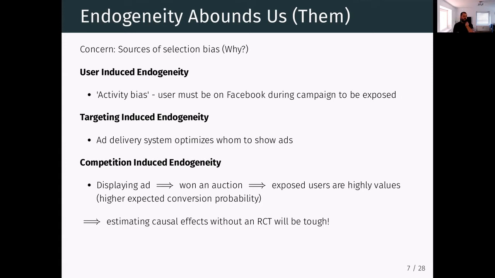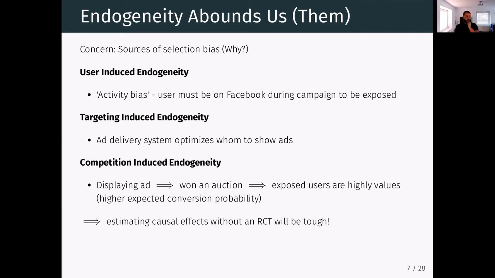So the three sources of endogeneity that they talk about are, first, user-induced endogeneity, so the idea of activity bias. For me to be exposed to the ad, I had to have actively been on Facebook during the campaign period that the ad was running. And that's an endogeneity problem. There's no randomization into who's active on Facebook per se. I made a decision to go on Facebook today.